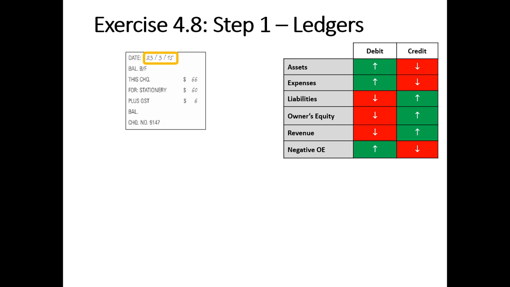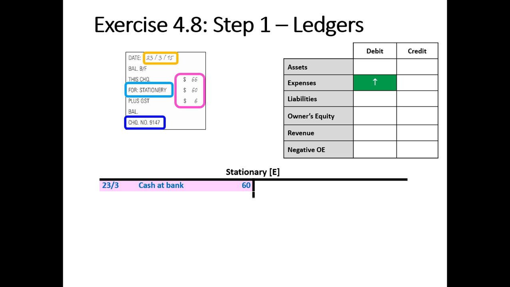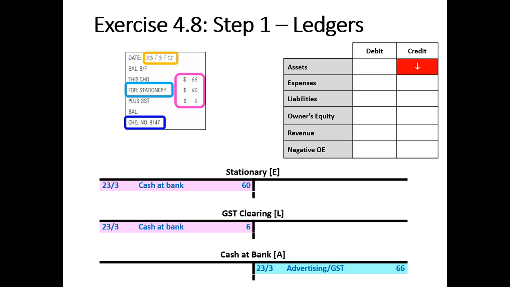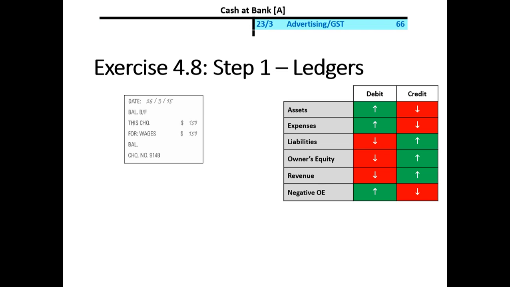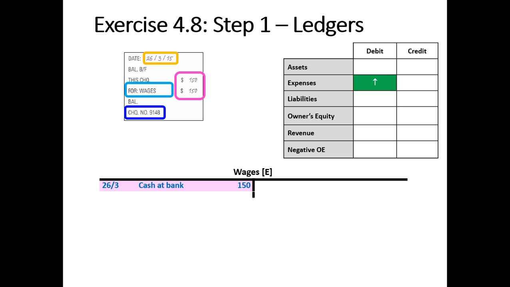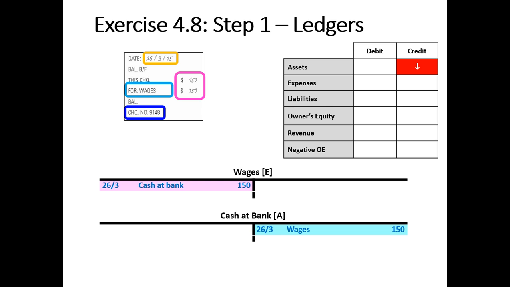Another check butt, this time it says it's for stationery, $60 plus GST. So we've got $60 of an expense called stationery. We've paid GST of $6, and our cash at bank asset has decreased $66. Another check butt, which is for wages, $150. So wages are an expense, which are debits, and then we have a credit to cash at bank, which is $150.